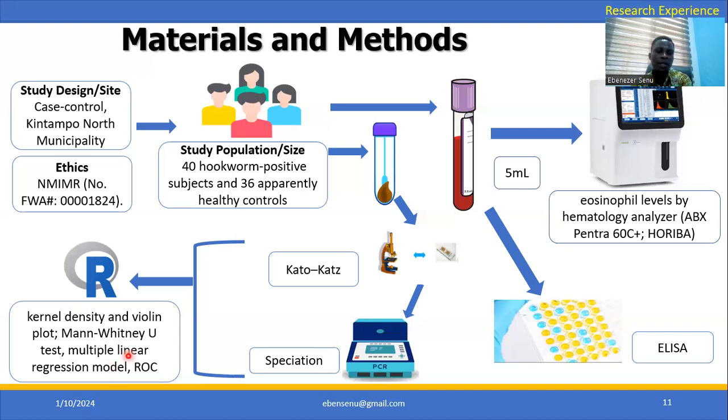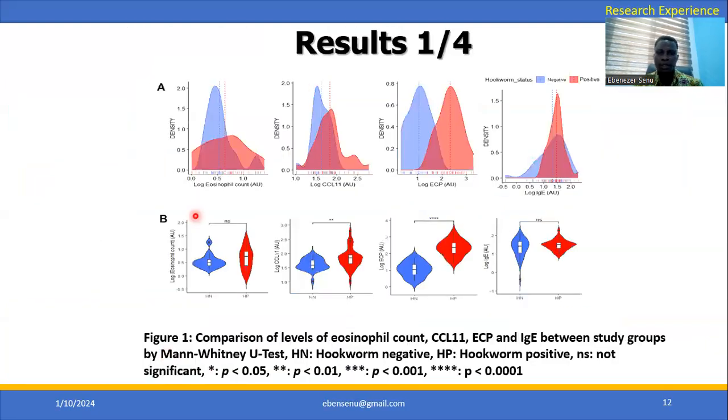And finally, I used the receiver operator characteristics to see how these markers are able to detect the hookworm infection. So this is the density plot showing the distribution of my markers, and down here is the value plot being completed with the box plot. I found that eosinophil levels, although higher in hookworm positive subjects compared to the hookworm negative, were not statistically different.